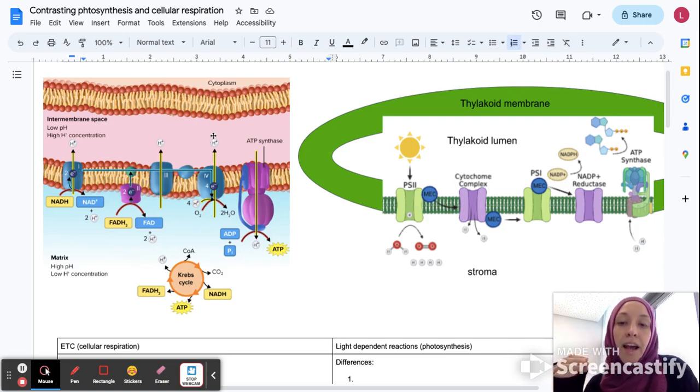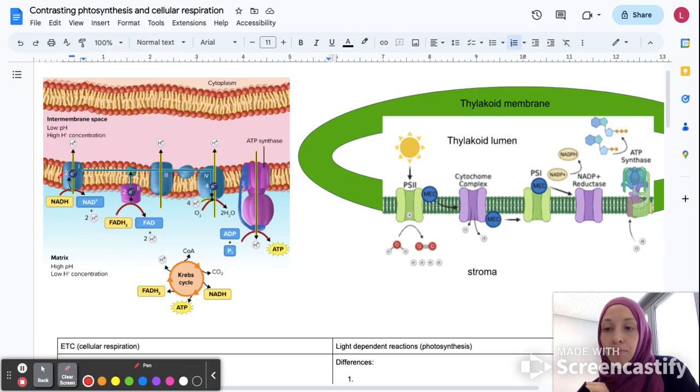As we keep bringing hydrogens into the intermembrane space, we're going to end up with a high hydrogen concentration in the intermembrane space, and we're going to end up with a low concentration here. So then where are our hydrogens going to want to go? Well, they're going to want to return to where there's a low concentration because they want equal on both sides, remember? So they're going to do facilitated diffusion through ATP synthase.